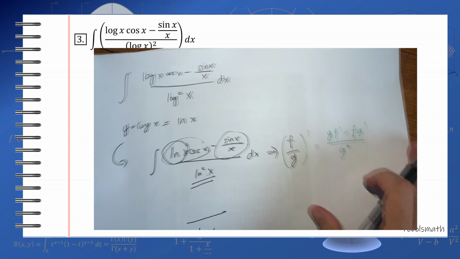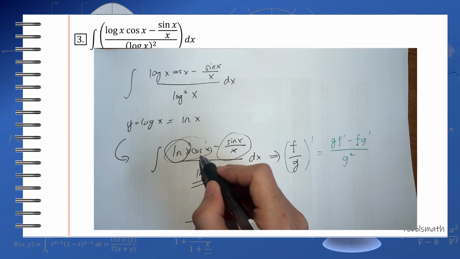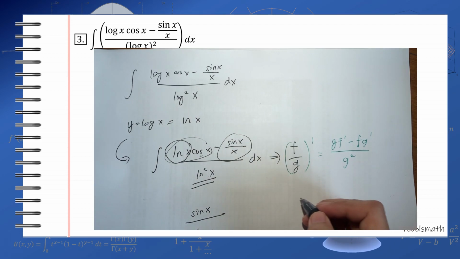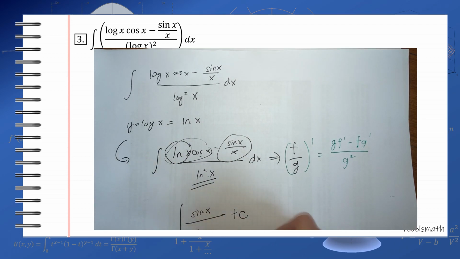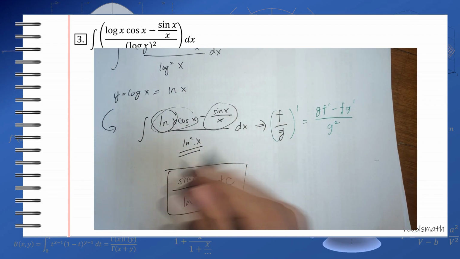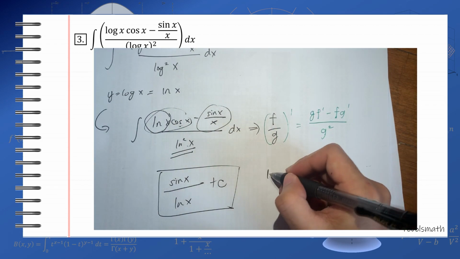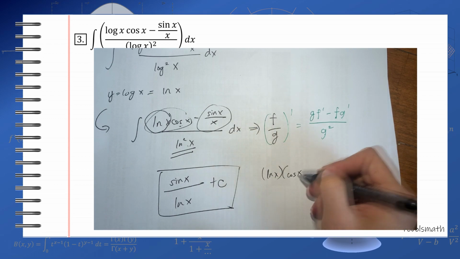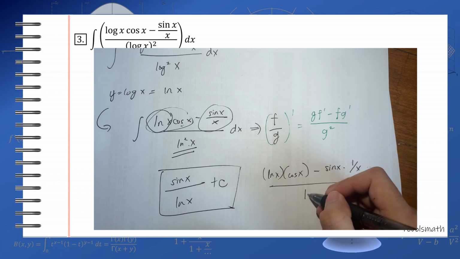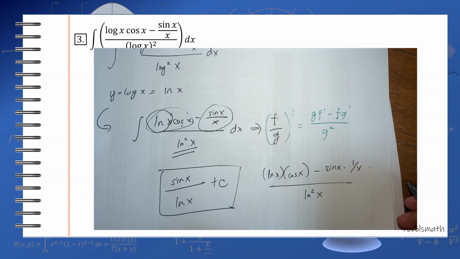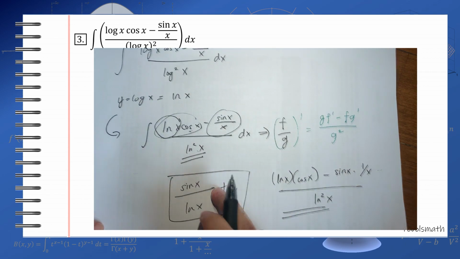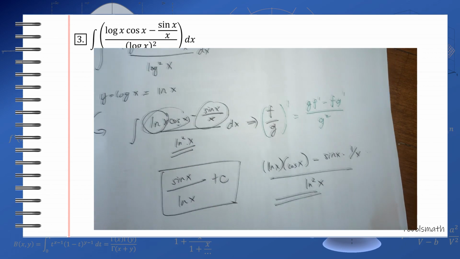So the other partner of that is something whose derivative is cosine x, which is sine x. Then plus c. So the answer must be sine x over ln x plus c. Just to check, we take the derivative of this term: low d high minus high d low over low. That's it. So the antiderivative is sine x over ln x plus c.